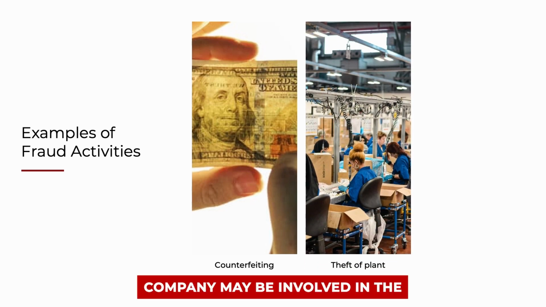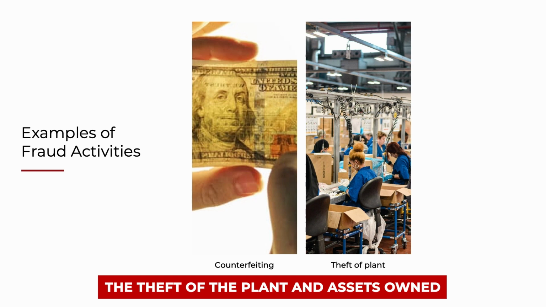Other examples of fraud activities are theft of plant. Employees or staff of the company may be involved in the theft of the plant and assets. Employees usually take advantage of access to the plants and assets and steal those assets to gain financial benefits or money. The theft of the plant and assets owned by the company are considered fraud.